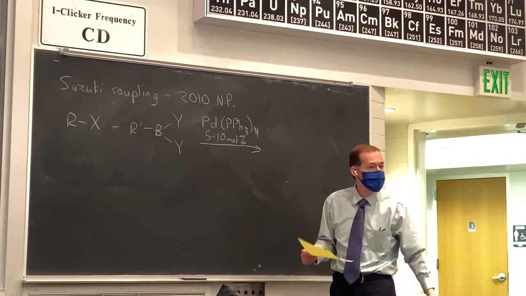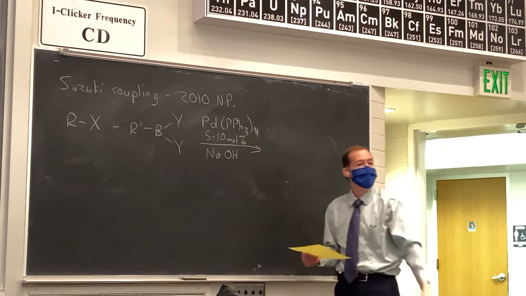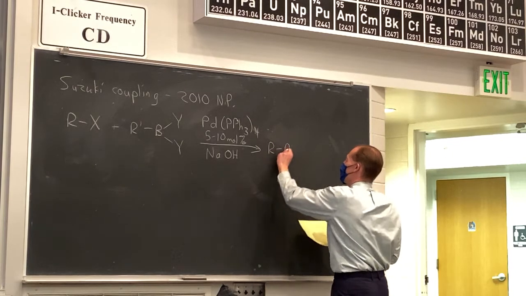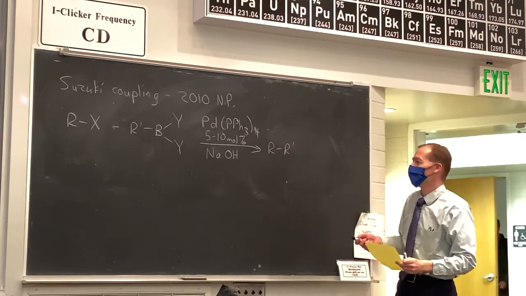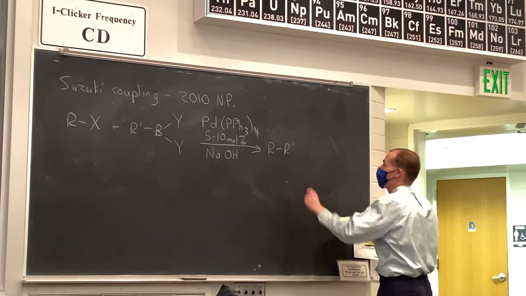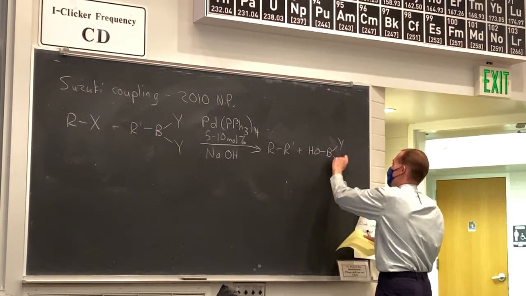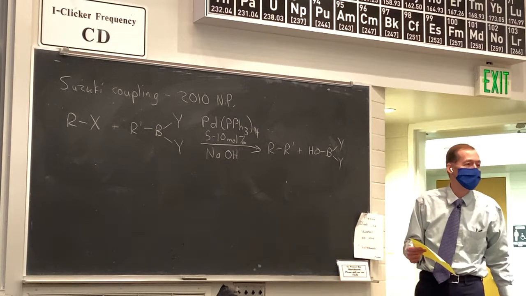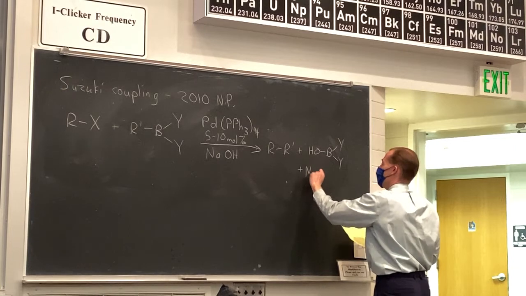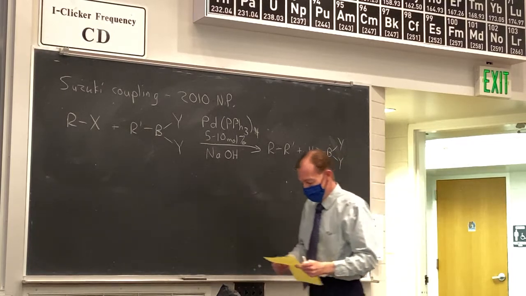We're going to need a base in the Suzuki coupling. We can use a lot of different bases, but sodium hydroxide is a common one, a nice simple base. And we're going to form a carbon-carbon bond between the aryl or vinyl groups that were part of our halide and our boron species. At the end of the reaction, we're going to end up with our base, which is often hydroxide, attached to the boron. And then we're just going to have a salt, a sodium salt with the halide we started with.